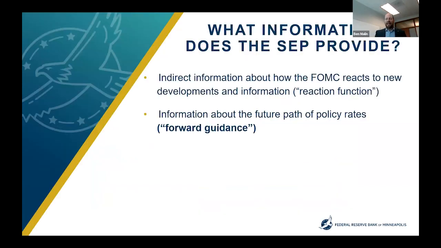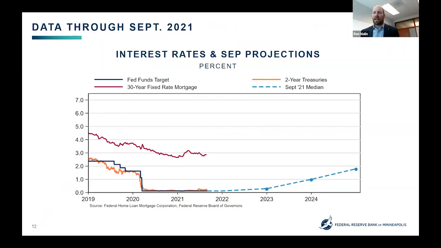Okay, the second bit of information that the SEP provides is information about the future path of policy rates, which we call forward guidance. And so let me illustrate that by, again, walking you through how data changed from September 2021 till the present. So I'm going to show you a series here of 4 or 5 charts. They're all the same setup. We'll just see the data evolve.